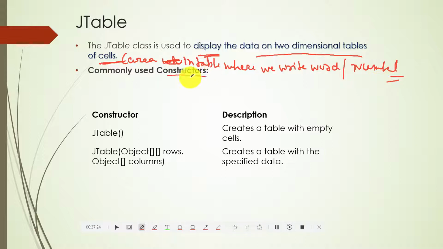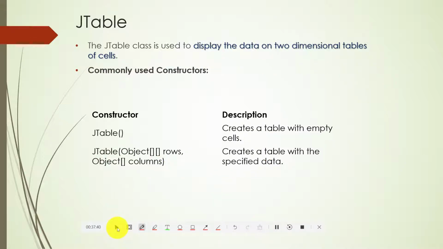It also has a constructor. We have a JTable constructor. It creates a table with empty cells. But if you mention the table with rows and columns, then it will create the table with specified data. If rows are mentioned, then rows will be there. If columns are mentioned, then columns will be there. Now let us see how to create a table.